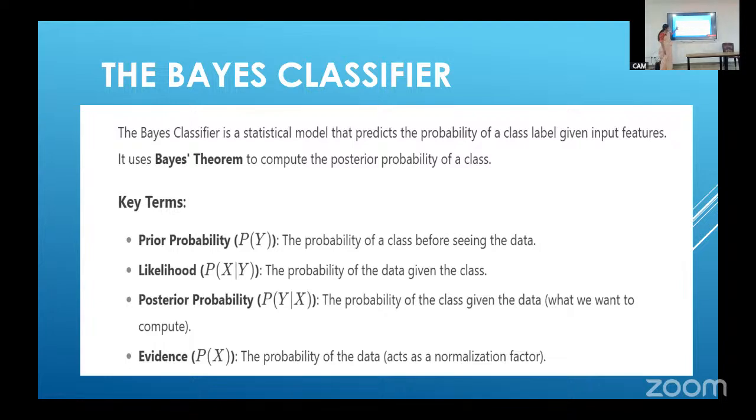So these are the important key terms. The first one is the prior probability, where we find the probability before seeing the data, before actual classification. Likelihood, the probability of the data in the given class. This is when we take all the features available for that given class. Next, posterior probability, the probability of a class given the data, which is what we want to compute.